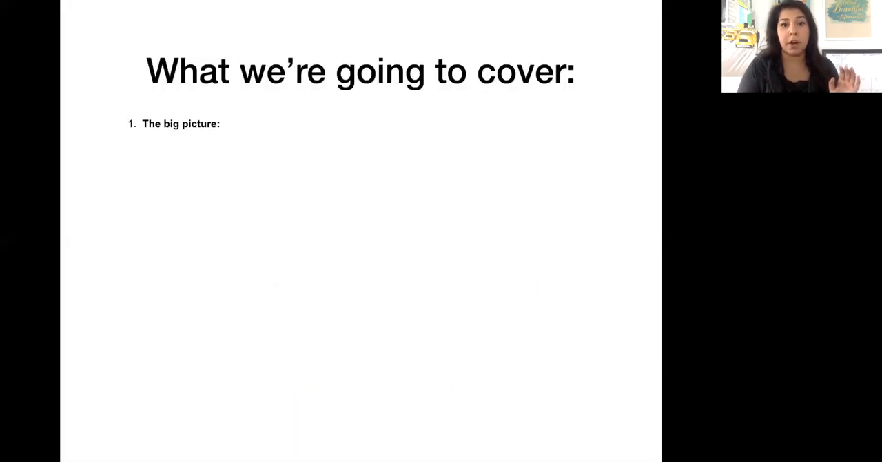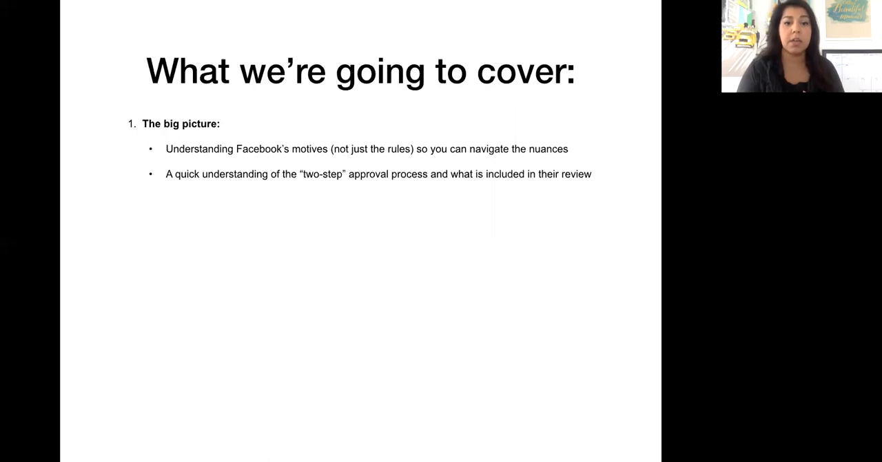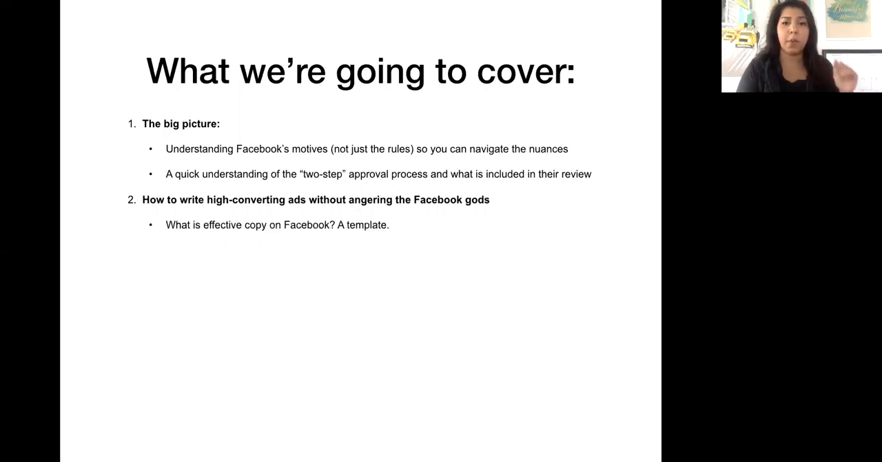So here's what we're going to cover. The big picture of understanding Facebook's motives, not just the rules, because that's what's going to allow you to navigate the nuances. A quick understanding of the two-step approval process is the most detailed we'll get when it comes to the mechanics, but it's important for you to be able to anticipate what's coming your way with the approval process. How to write high converting ads without angering the Facebook gods. An overview of what an effective Facebook template looks like. You're going to be shocked at how simple this is. The two kinds of rules: the obvious rules that are easy to navigate, and the not so obvious rules.